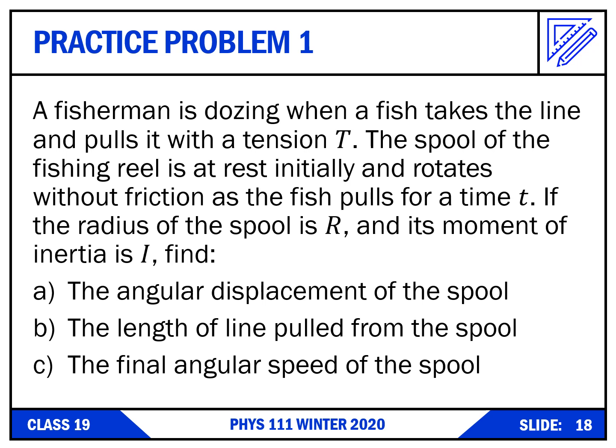We want to find the angular displacement of the spool, which we know is delta theta. We want to find the length of the line pulled from the spool, which is probably a linear quantity, so delta x, which we already know is equal to r delta theta. And we want to find the final angular speed of the spool, which would be omega f. So why don't we start off by drawing a diagram and then trying to figure out these three values.